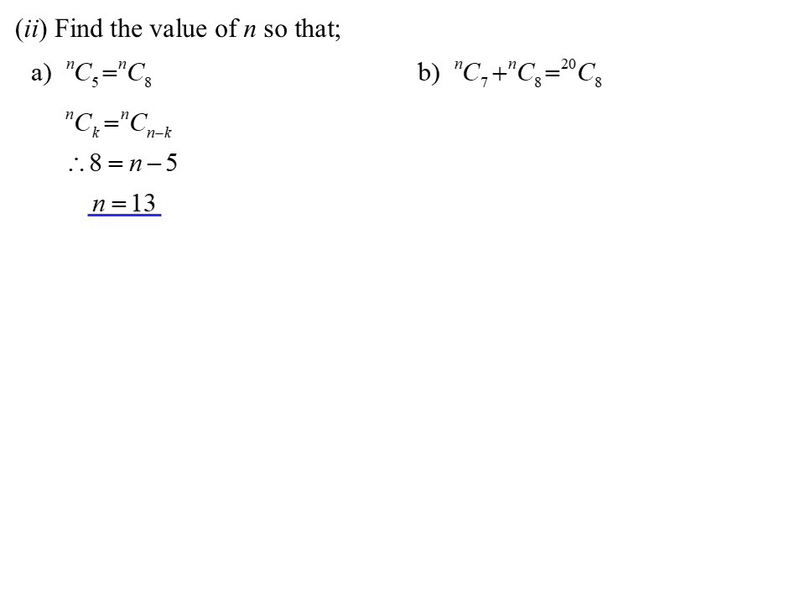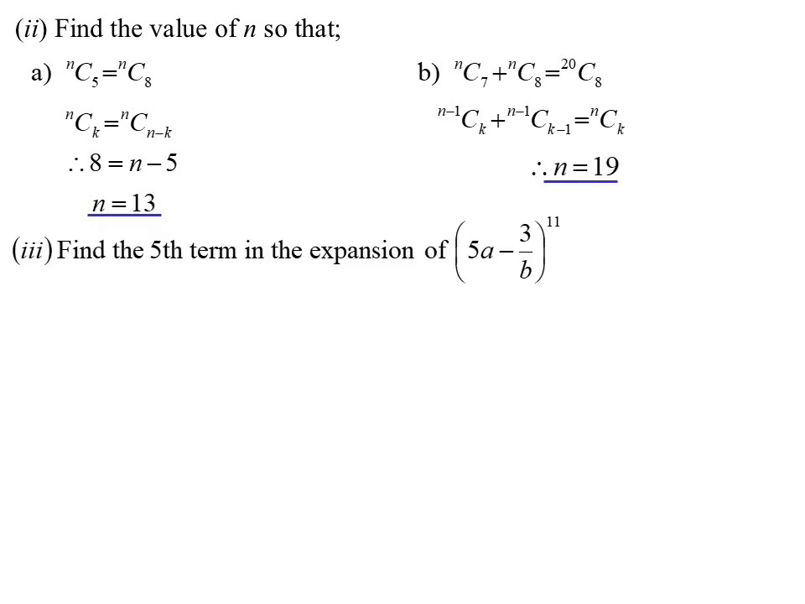This one here uses the property of how we get each number in the row: we add the two numbers in the row above. So here I've got 7 and 8 giving me the 8th one, so n must be the row above. It's coming from that property, which means the row above, so n is 19.